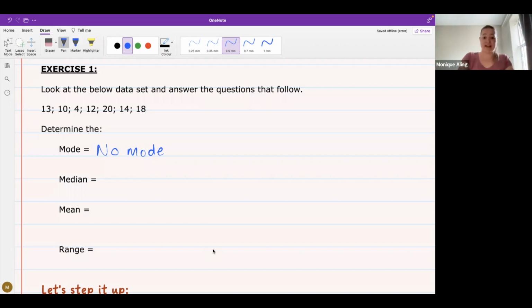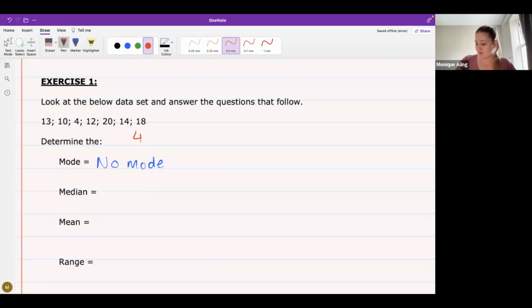Okay, so I can see some answers coming in. Great stuff. Just quick one. First thing we always do is put our numbers in order. Okay, so from smallest to biggest, it goes 4, 10, 12, 13, 14, 18, 20. Okay, there is no mode, so you say no mode.